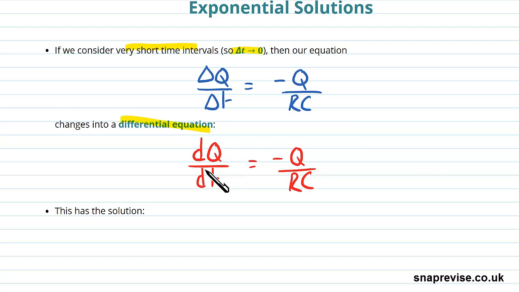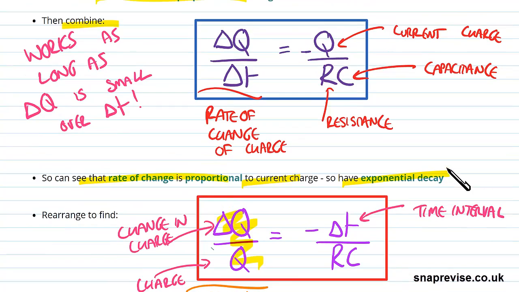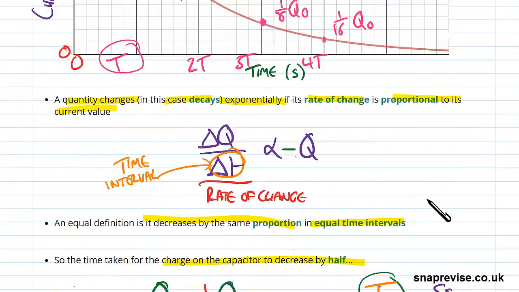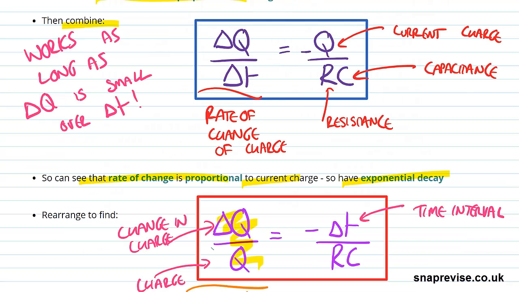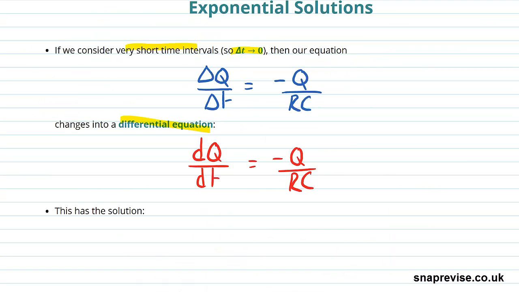So this dq over dt, if we go back to our exponential solutions, is effectively the gradient at any point on this graph. So if we worked out the gradient of this line here, dq over dt would be that gradient at that point. Now, that's all we're going to say about it. We don't need to do much, but it's a differential equation, and because of that, we can solve it. If you've done A-level maths, you'll see this stuff. If not, don't worry about it.